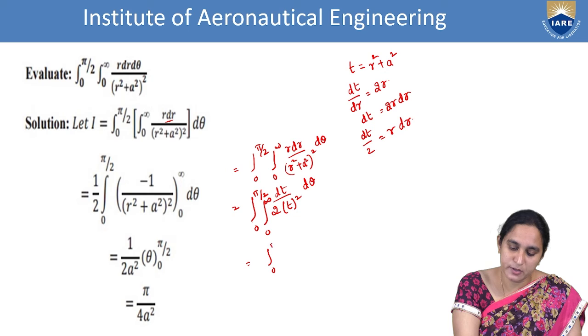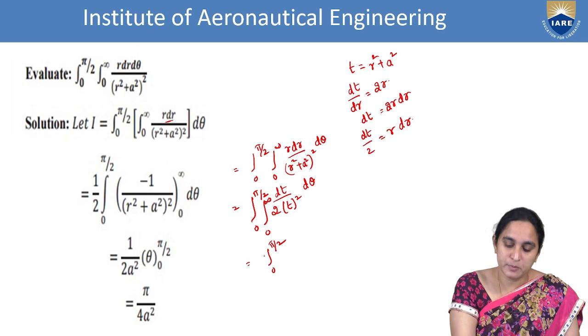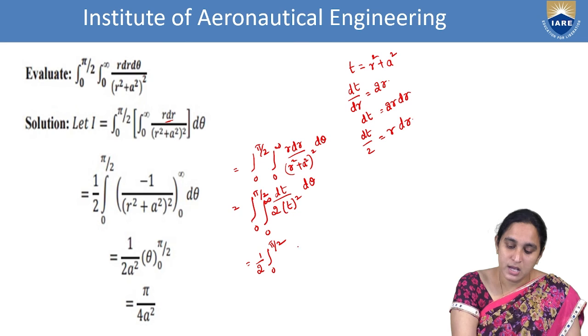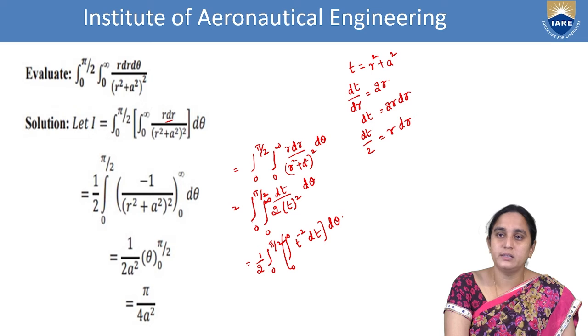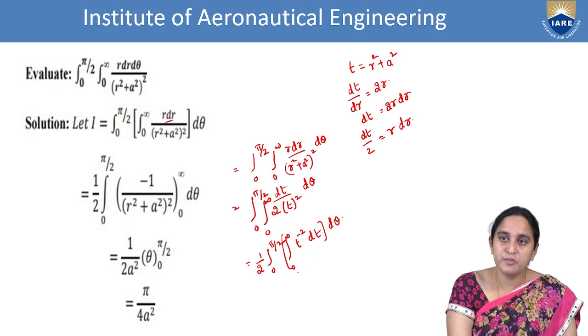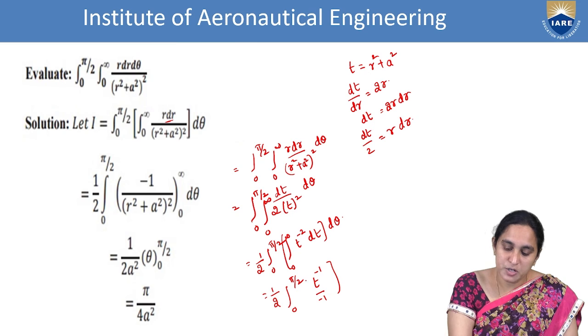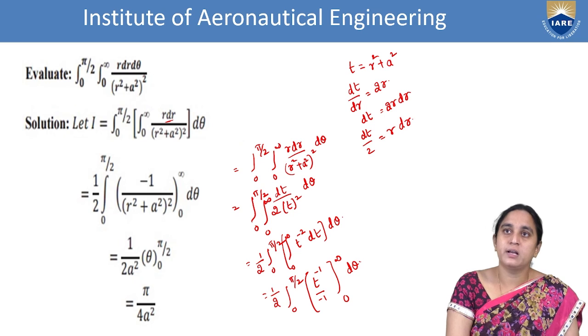Integral 0 to pi by 2. I'll take 1 by 2 also outside, and I'll write here t power minus 2 into dt into d theta. From that, the integration of t power minus 2 is t power minus 1 by minus 1, with limit points 0 to infinity, d theta.